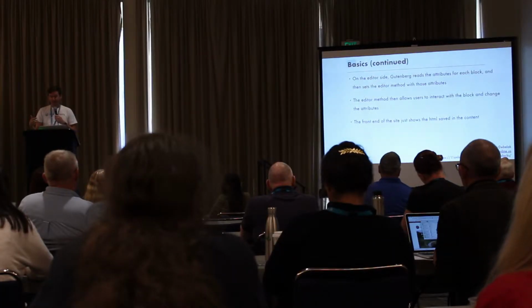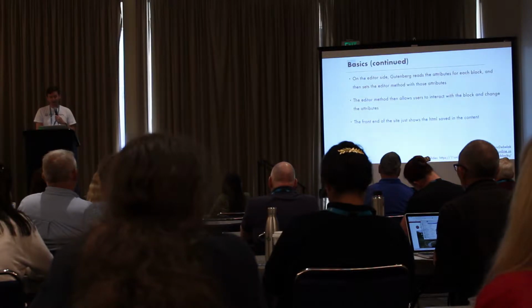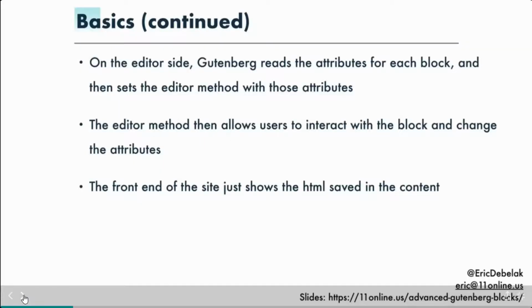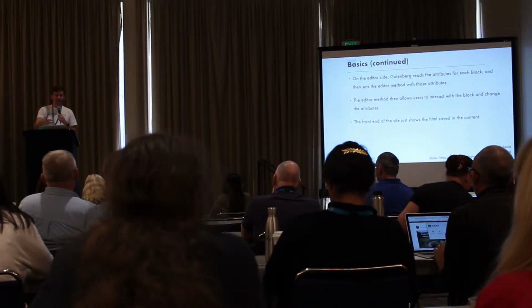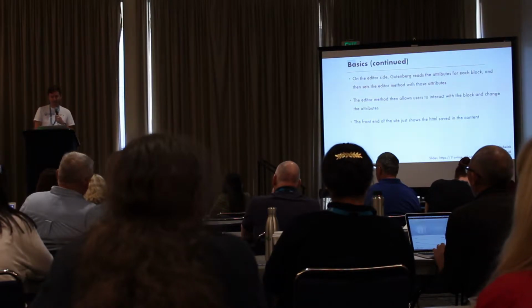And then on the editor side, Gutenberg reads the attributes for that and then uses that edit method to help you interact with those. And the front end of the site does not run React. So that's a common misconception that I've run into. React runs in the dashboard. What is saved is HTML in the content, and then WordPress just does its regular WordPress thing with that content.